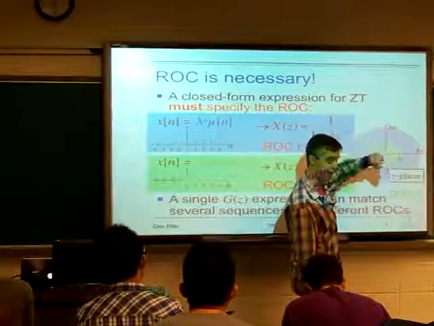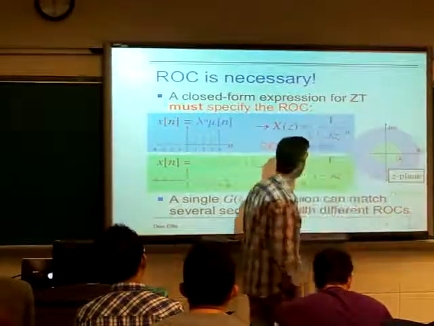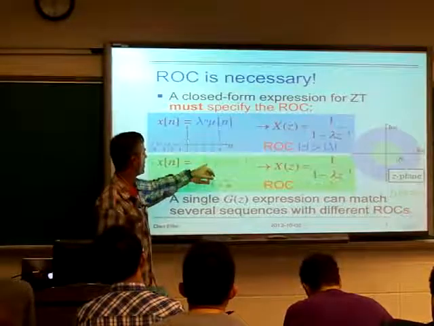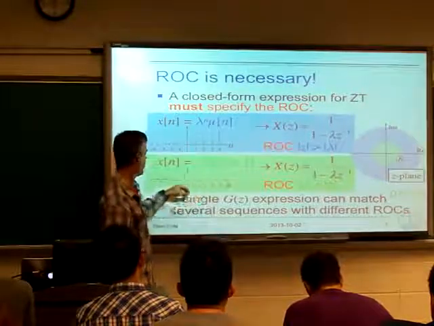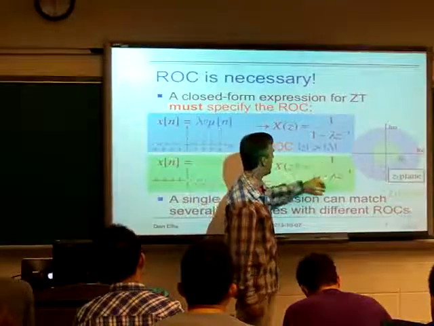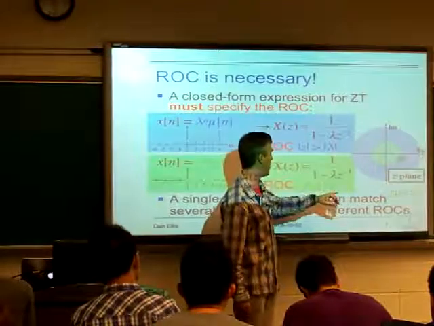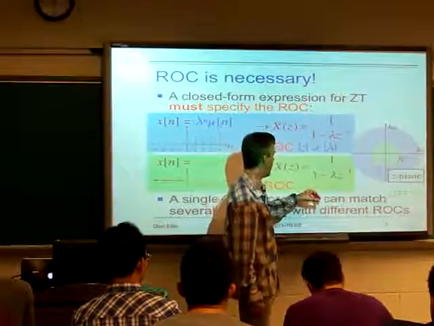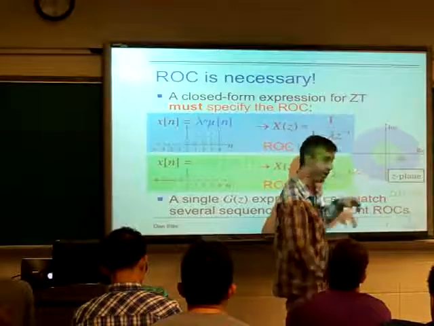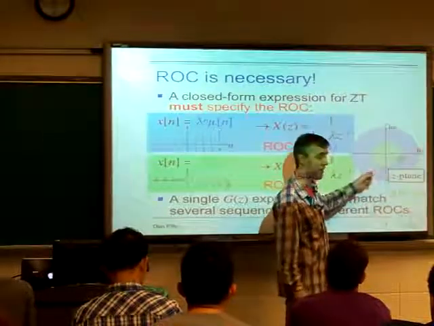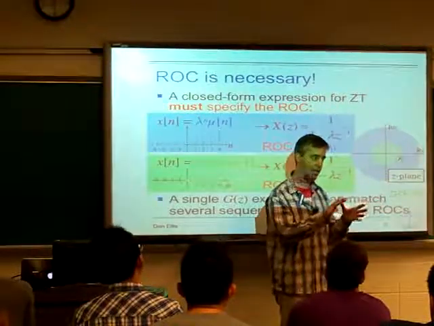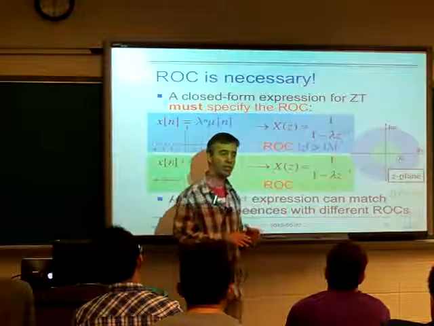Within this circle, x of z blows up. It's the big, infinite column. Here's a different x of n, minus lambda to the n mu of minus n minus 1. So it's this left-sided sequence. When we work it through, x of z is 1 over 1 minus lambda z to the minus 1. But the region of convergence is now magnitude of z smaller than lambda. It's this region in here, right? And then if we try to actually evaluate it for values of z outside of here, it would again blow up, right? So now it's the complement of that picture that we saw in MATLAB.